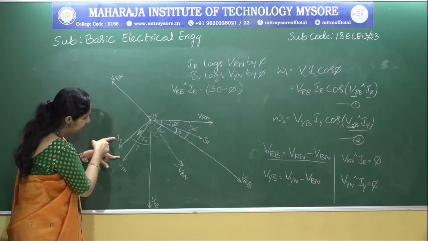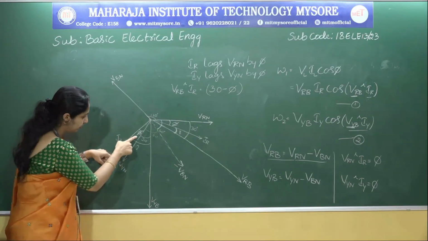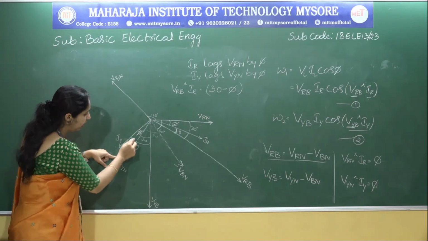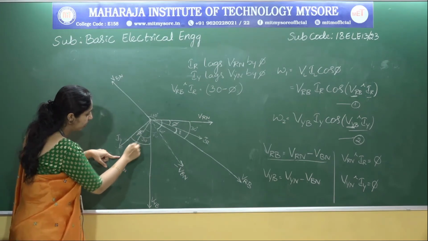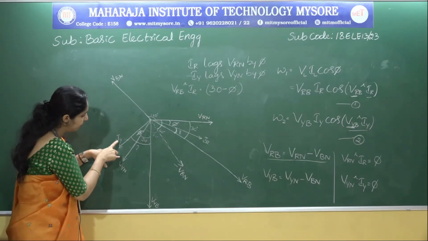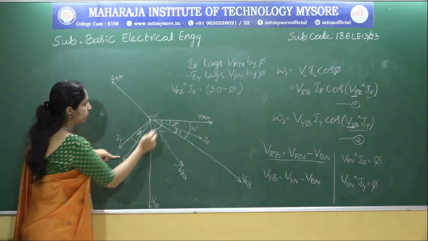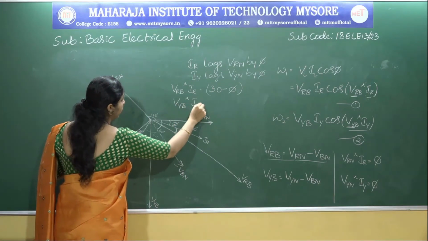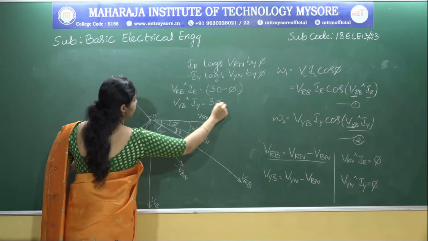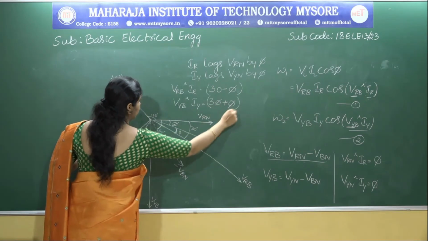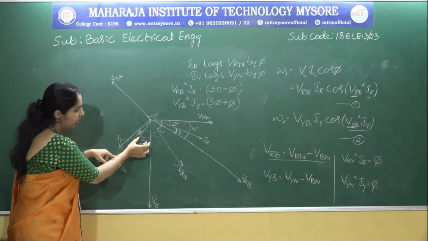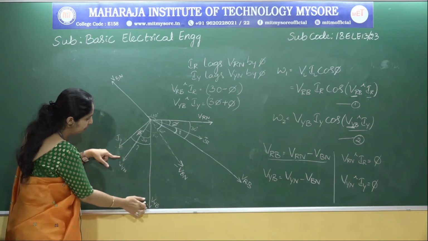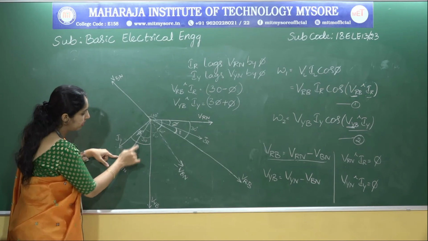So the angle difference between IY and VYN is phi, and the angle difference between VYN and VYB is 30 degree. So if we just add these two, then we would be getting the angle difference between IY and VYB. So now the angle difference between VYB and IY is equal to 30 plus phi. See, look at this. This is 30 and this is phi. So we are going to find the angle difference between IY and VYB. So we get 30 plus phi.